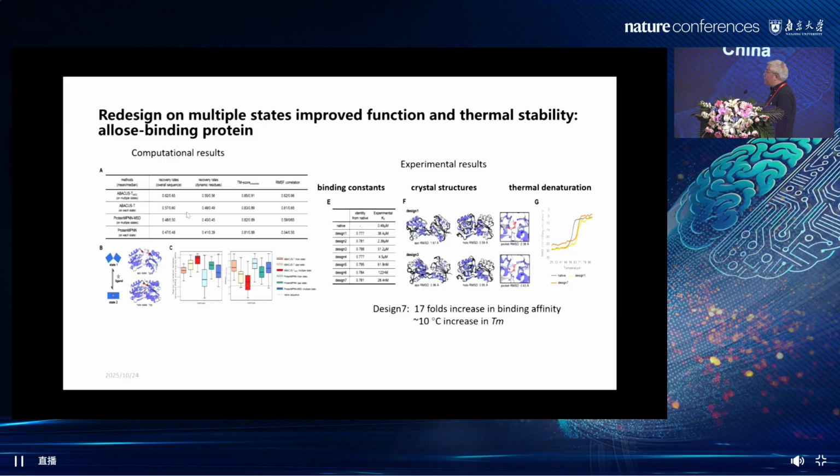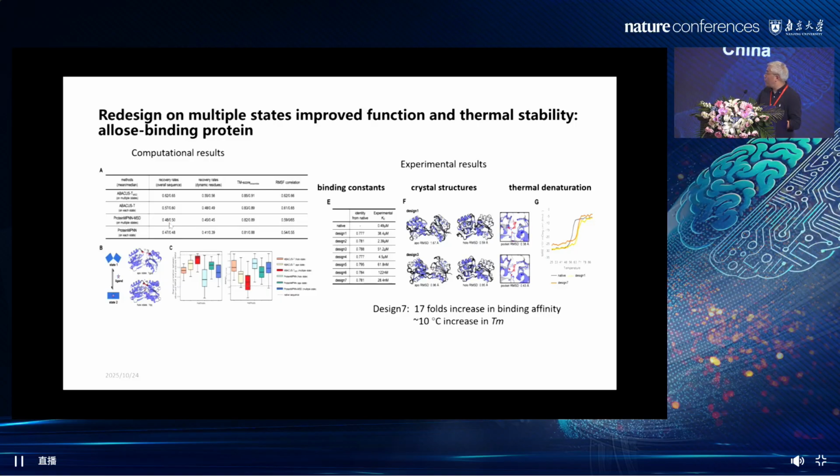So how about experimental test? To test this multi-state design capability of ABACUS-T, we chose a relatively simple protein with a very simple conformational change, allose binding protein. Naturally, it has the open state without the ligand, and it has the closed state with allose bound. So we tried different design methods.